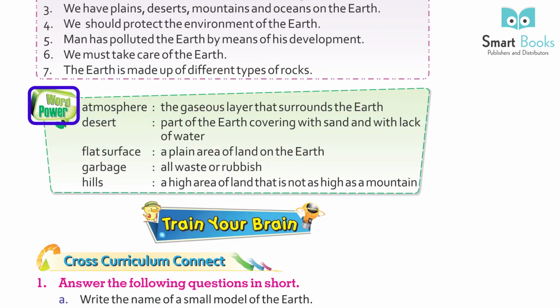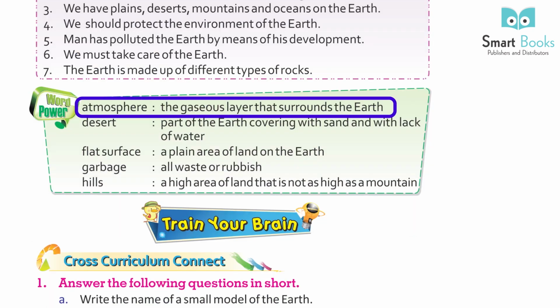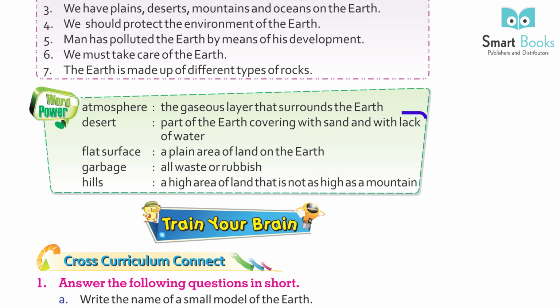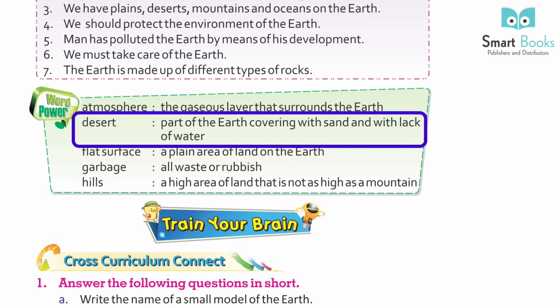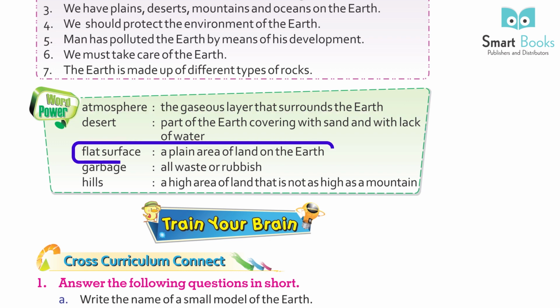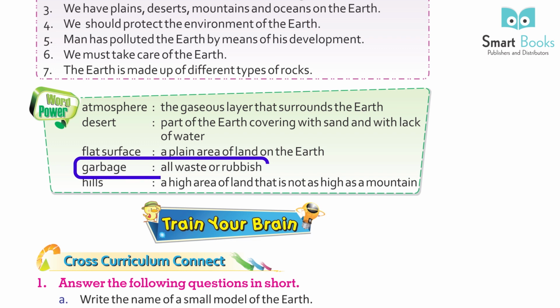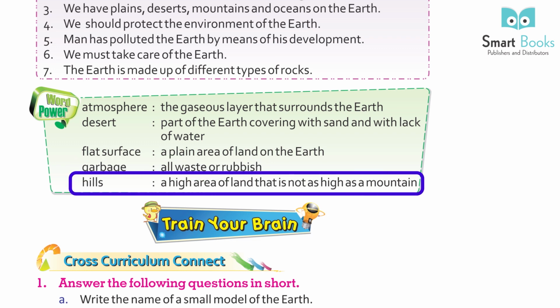Word power. Atmosphere: the gaseous layer that surrounds the Earth. Desert: part of the Earth covered with sand and with lack of water. Flat surface: a plain area of land on the Earth. Garbage: all waste or rubbish. Hills: a high area of land that is not as high as a mountain.